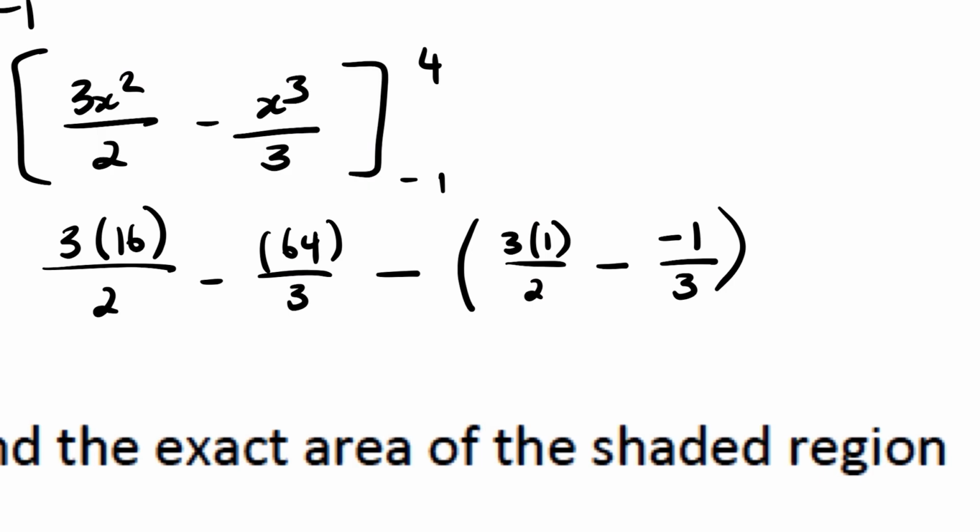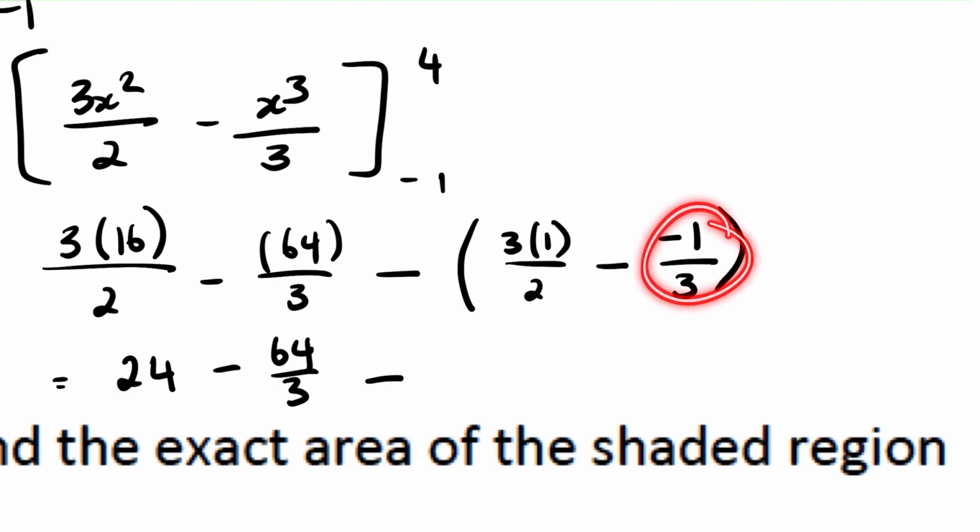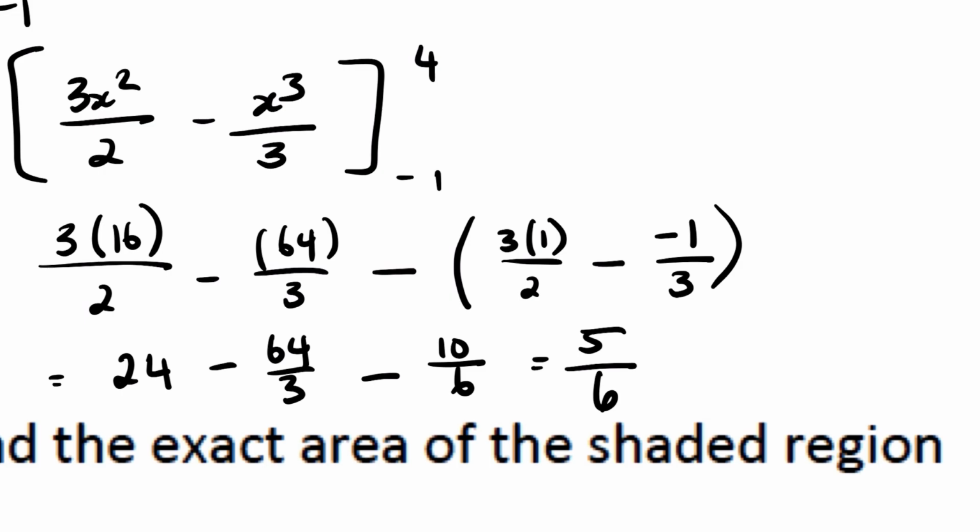I can now go ahead and put in all of my values together. So 16 divided by 2 is going to be 8, and then 8 times 3 is 24. 64 divided by 3, I can't really do much about that. And then I've got 3 on 2 plus 1/3. So 3 times 3 is 9, 2 times 1 is 2, so 9 plus 1 is going to be 10 on 6, because we multiply out the denominators. Now, if you go ahead and work this out on your calculator, I'm just going to take a bit of a shortcut just for time's sake. You should get a value that is 5 on 6.